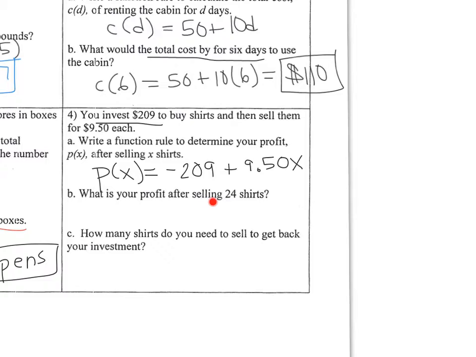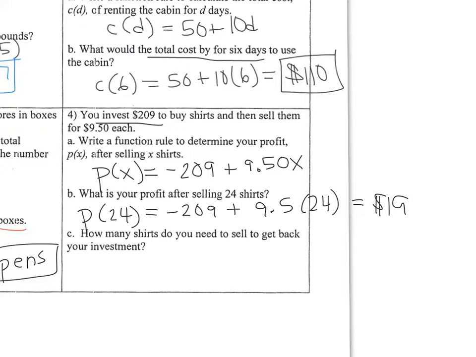B, what is your profit after selling 24 shirts? So I do P of 24 equals negative 209 plus 9.5 times 24. So I get $19. So if you sell 24 shirts, you still make $19.